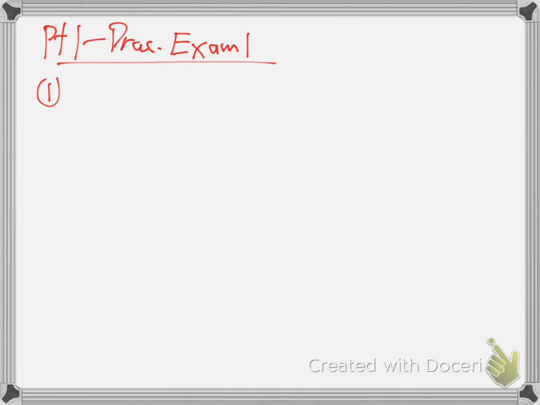So let's take a look. Practice exam number 1. Here we go. Part 1, cosecant of pi over 13. It says write a cofunction. Now, what does that mean, cofunction? How do we do that?